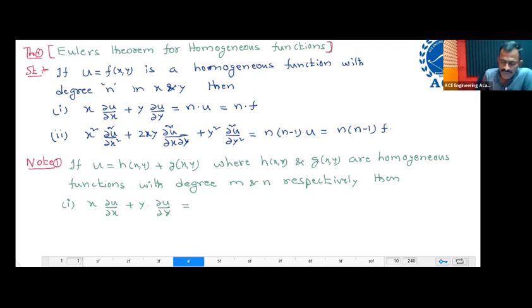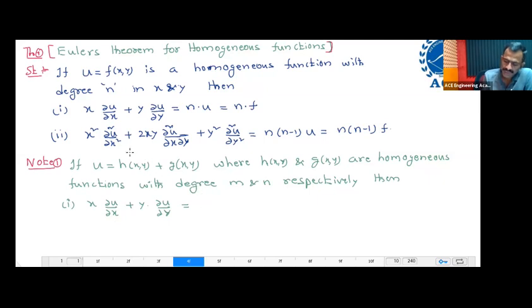Already we know the result for a single function, but here we require the same result for a sum of two functions. u may be a sum of two functions, three functions, or more. In a sum of many functions, only if all functions are homogeneous with some degree can we write the result directly. If any one is not homogeneous, we cannot write the result directly; in such a case we have to find the derivatives. So here h and g are homogeneous, which is why without finding the derivatives, we can directly add the x ux plus y uy value.